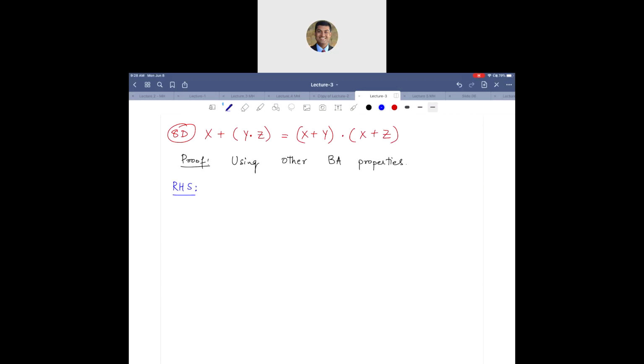Right-hand side is what? (X or Y) and (X or Z). If I use FOIL, I can write this as X and X, or X and Z, or Y and X, or Y and Z. I've used a property, what is that? X and X is X, which is 3D. How about X and Z? I can't do much about X and Z, I leave that as is. How about Y and X? That is the same as X and Y. I have proved that in 6D.